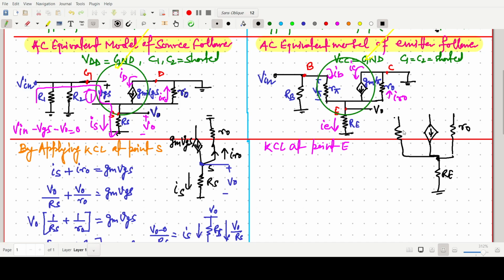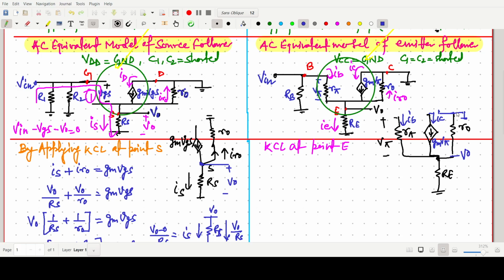Okay, that is our r_pi, and this voltage is V pi. So what we can say, this one is IB, IC, gm V pi, and this voltage is our V naught voltage, and this is grounded.